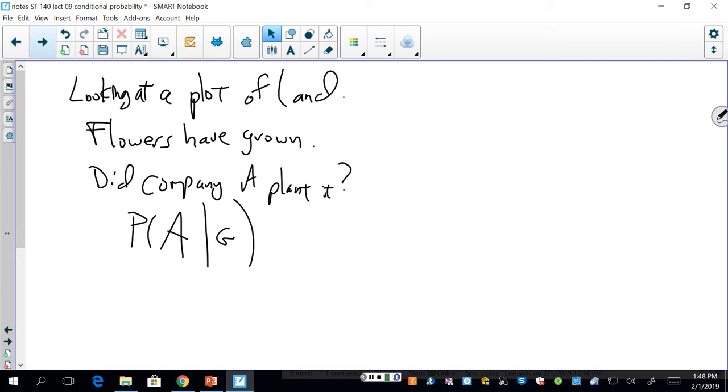That's a reversal. Before, we knew the success rate of this company. A had a pretty good success rate. Now we want to reverse it. So how do we do that? Well, we could go to our definition of conditional probability. The numerator is the probability of both things.